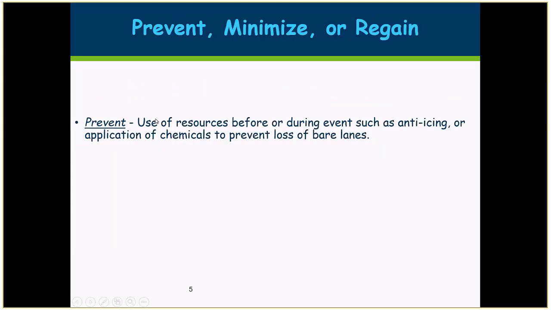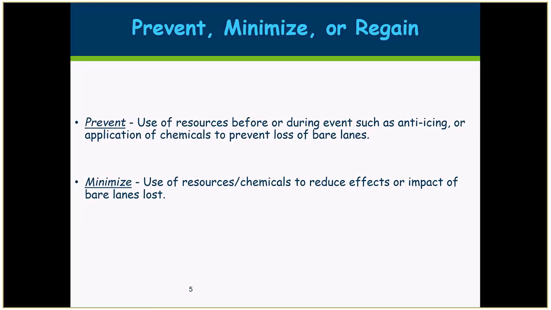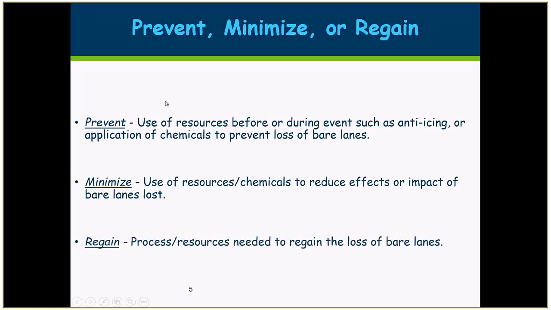Let's talk a little bit about preventing, minimizing, or regaining. Prevent is the use of resources before or during an event, such as anti-icing or application of chemicals to prevent the loss of bare lanes. Minimize is using the resources that we have, chemicals, plows, to reduce the effects or impact of the bare lanes that are lost. Or we've got regain here. That's the process, and the resources needed, to regain the loss once we actually lose the bare lanes.